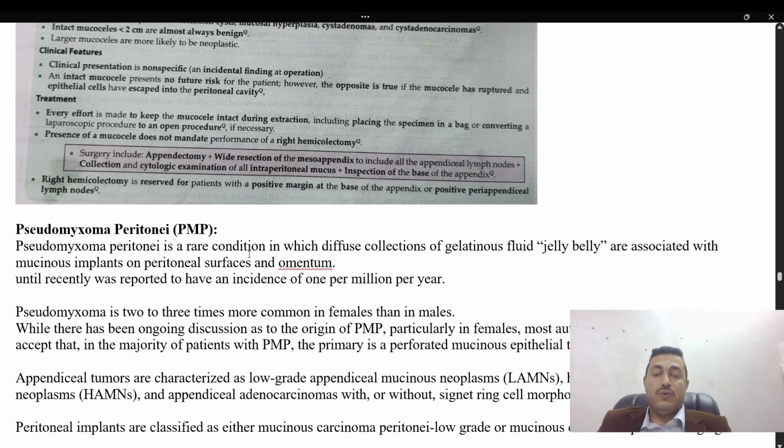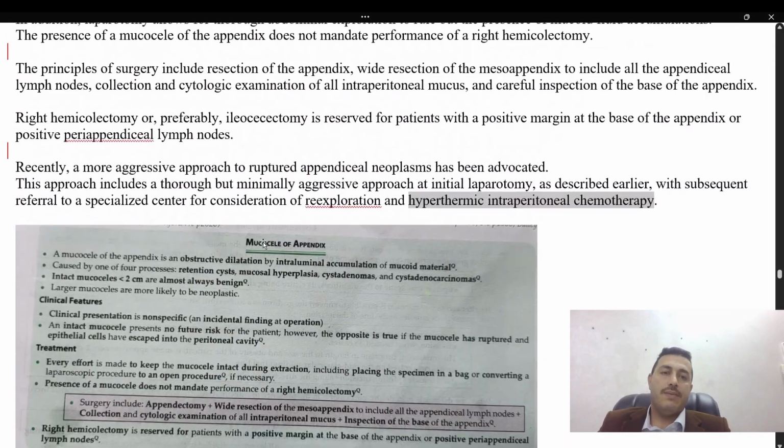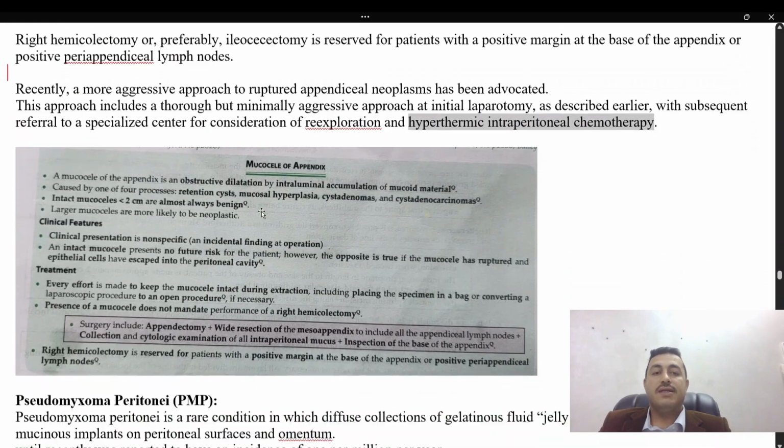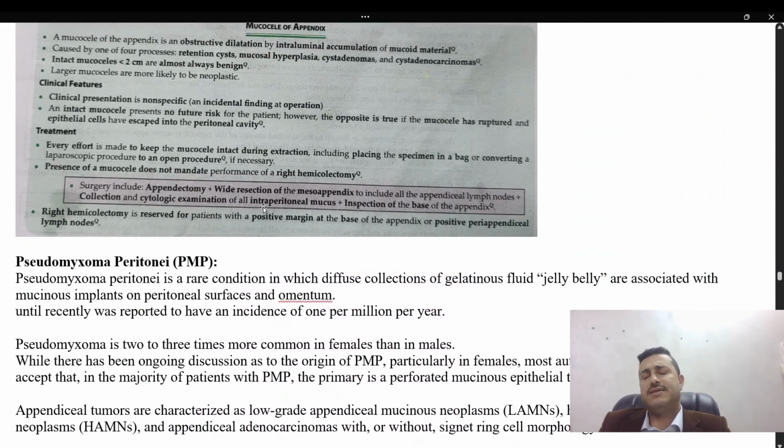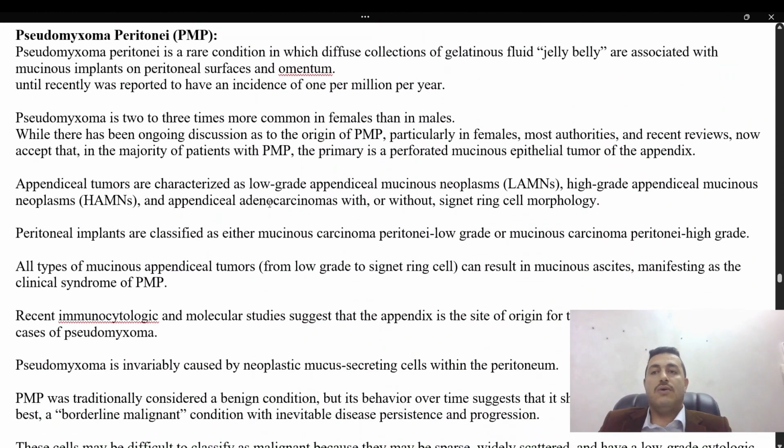Okay, that's all. We said the second step is to check the histopathology. If positive lymph node, positive margin, positive culture, or if we have rupture, we proceed for right hemicolectomy and hyperthermic intraperitoneal chemotherapy, but this is in a specialized center. We fear pseudomyxoma peritonei when rupture of the appendix happens.